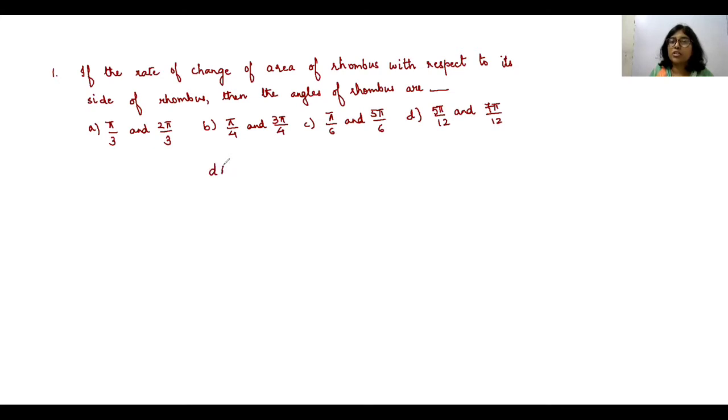So for the rate of change, we will take dA with respect to the side, dx, where we have taken the side as x. Okay, so what is the area of the rhombus? d by dx of the area of the rhombus, which is side square into sine of the angle made between the two sides. Differentiate with respect to x.